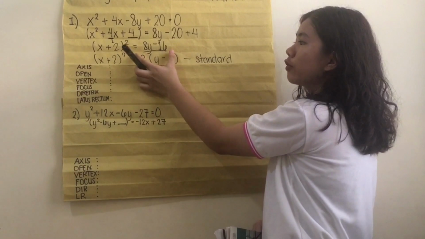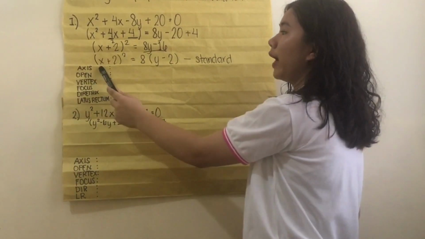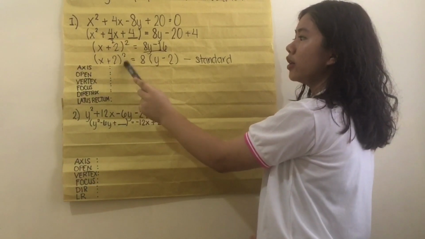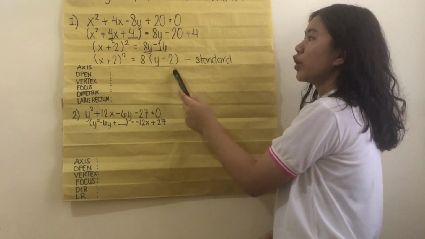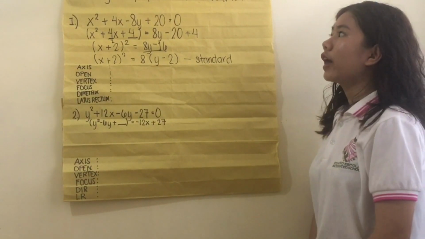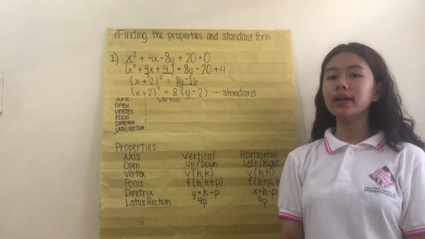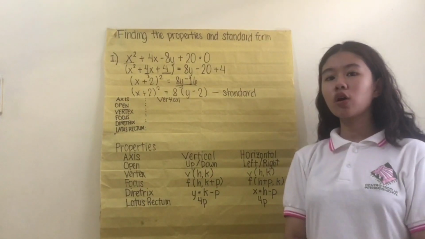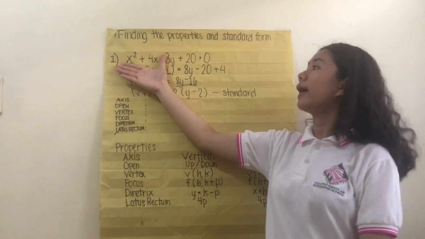And then we're going to factor out 8 from this one. So it's going to be (x plus 2) quantity squared equals 8 quantity (y minus 2). So this is the standard form of a parabola. Next, we're going to find the properties of this equation. In this given equation, we can already know that the axis is vertical because of the term x squared.